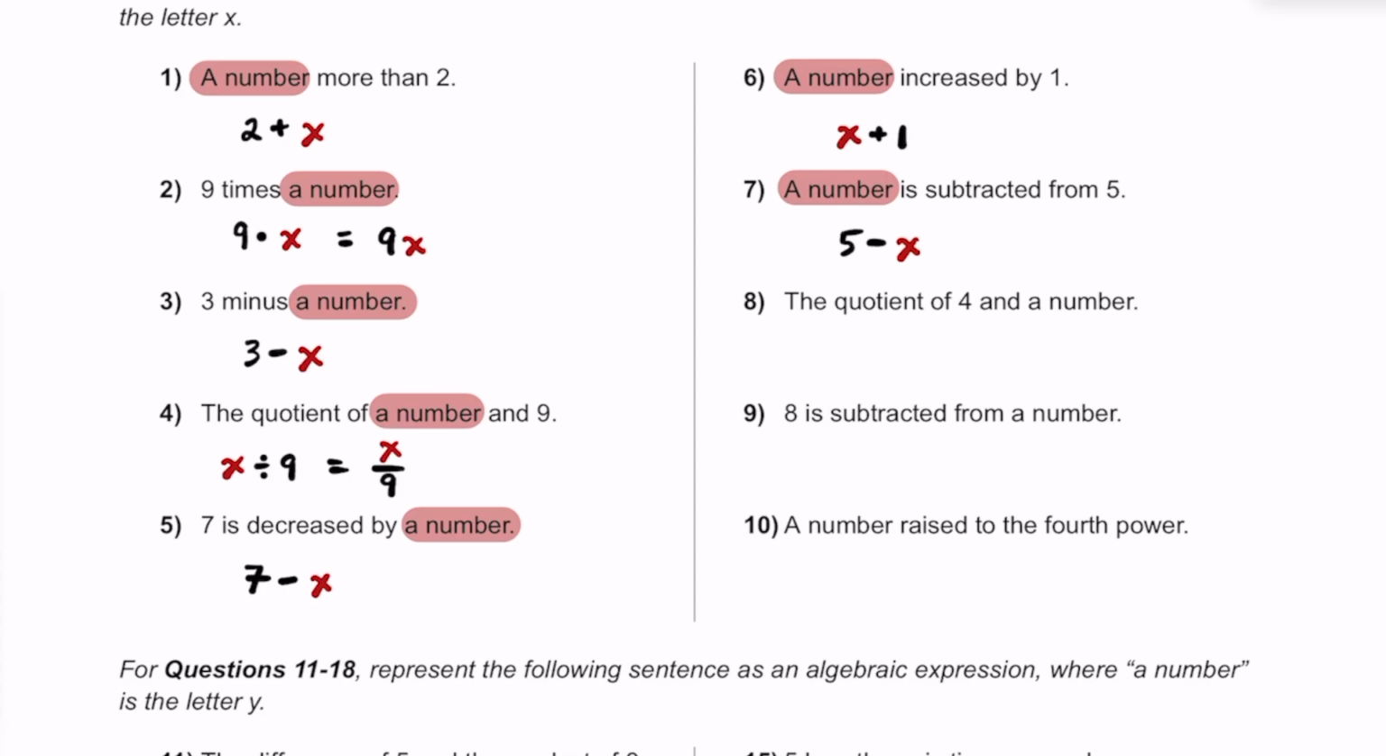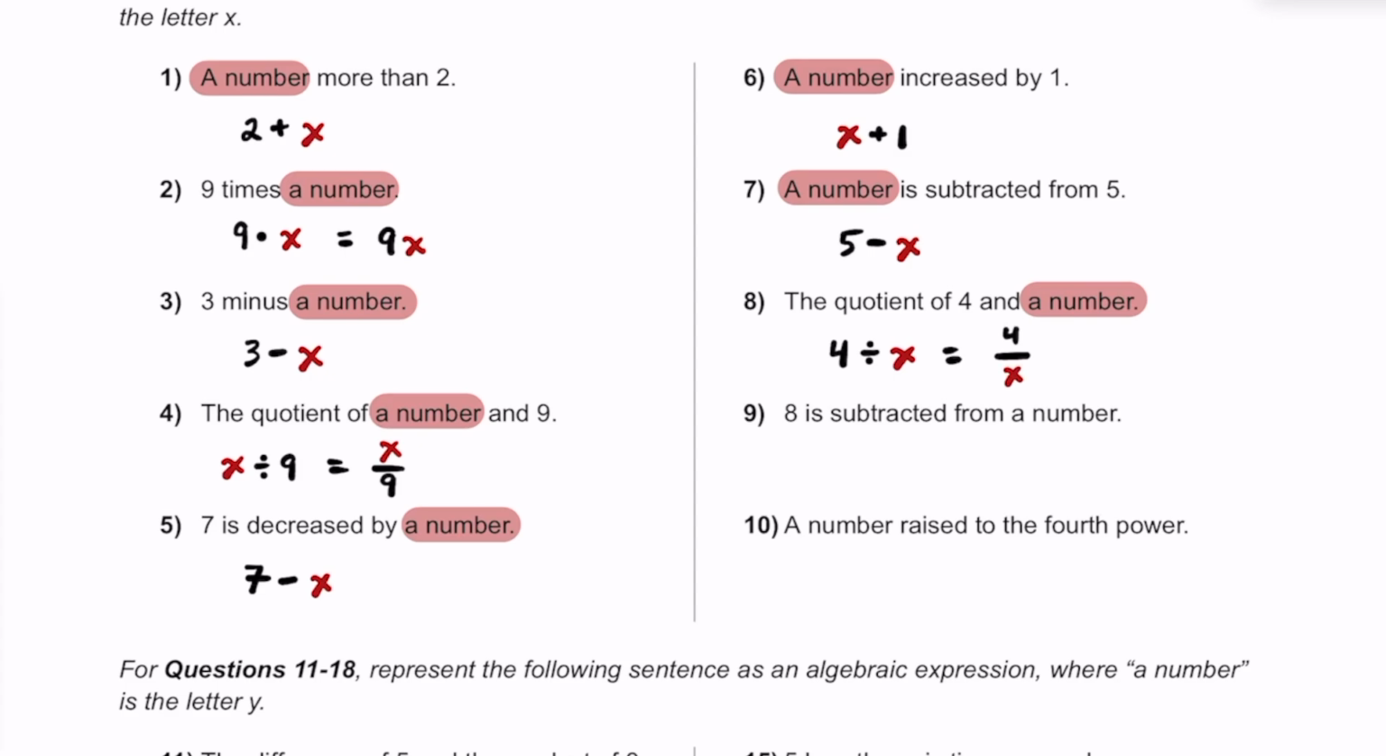Okay. For number 8, we have the quotient of 4 and a number. So keep in mind that quotient means we are dividing. So we're dividing 4 and this number here. So you can write this as 4 divided by that number. We can go ahead and say that's going to be x. Remember from earlier, instead of using the division sign, you could also write it as a fraction and say it's going to be 4 over x. And this is going to be representing the same expression here.